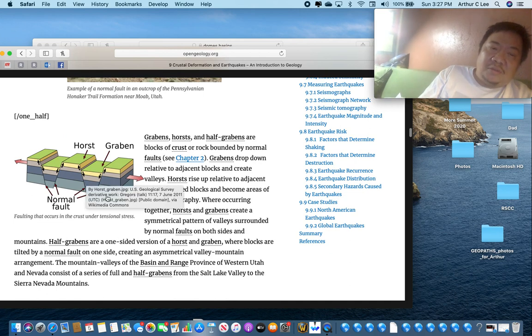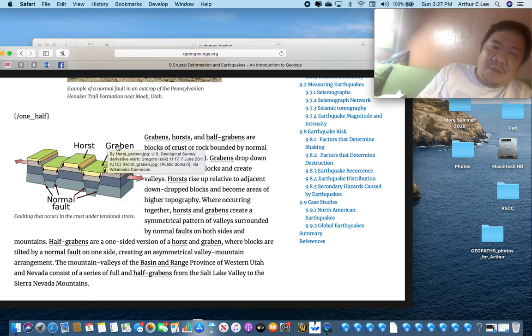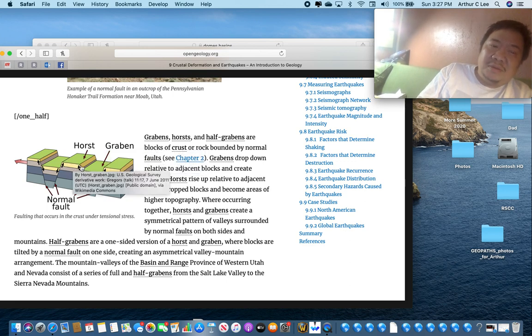Look at all of these normal faults. You have 1, 2, 3, 4 normal faults here. In each case, the hanging wall has moved down, the foot wall has moved up. This must have formed at a divergent plate boundary by pulling the rock apart. That's tensional stress. When you have a whole bunch of normal faults, you will form these things called horsts and grabens. The horst is the part that's moved up, and the graben is the block that has dropped down. So grabens end up becoming valleys, and horsts end up becoming mountains.